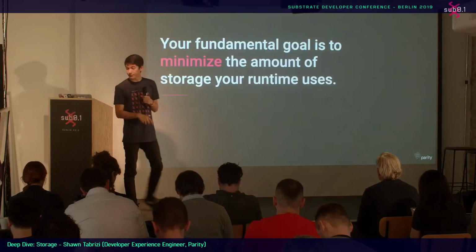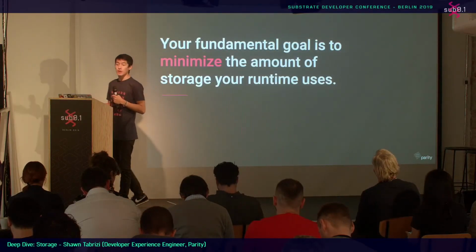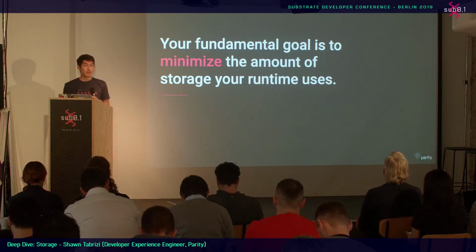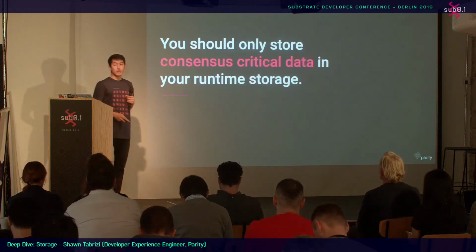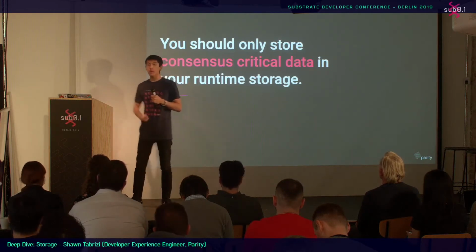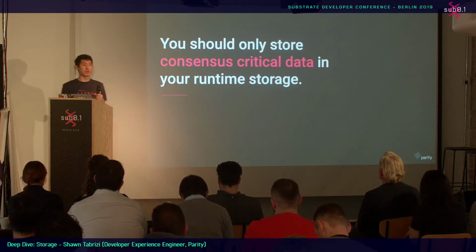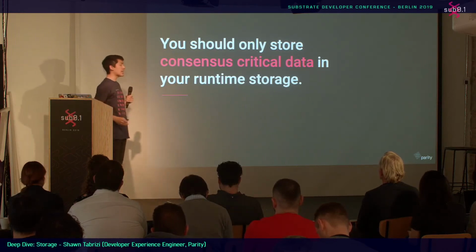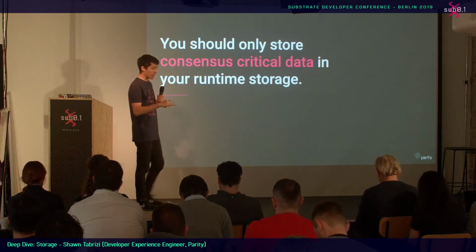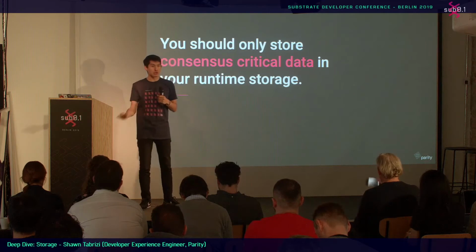The fundamental goal as a runtime developer is to minimize the amount of storage your runtime uses. How do you do this? You should only store consensus critical data in your runtime storage. You should not be storing random arbitrary metadata, random strings, only consensus critical data. A good check is: if there's no point in your runtime logic where you read the data, it probably shouldn't be stored, right?